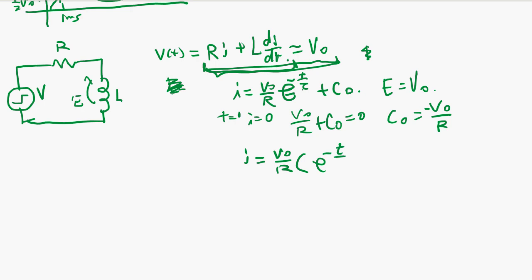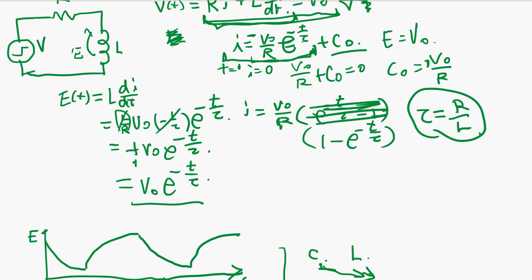e to the minus t over tau minus 1. In this case, tau is R over L. This is the time constant, okay? Actually, this is wrong. This should be L over R. Okay. Now, we choose the value like L is 1 millihenry, and R is 1 k ohm.